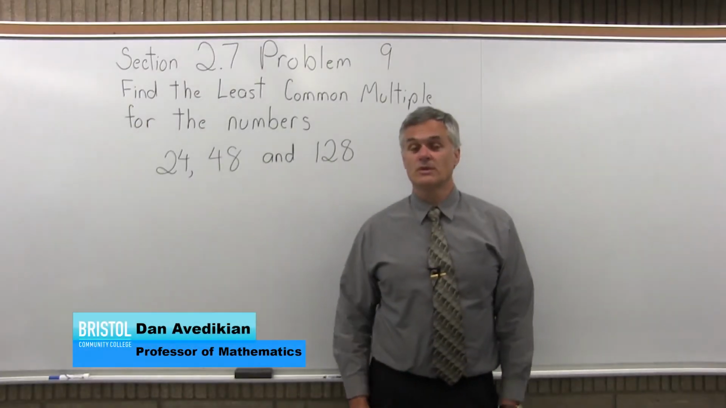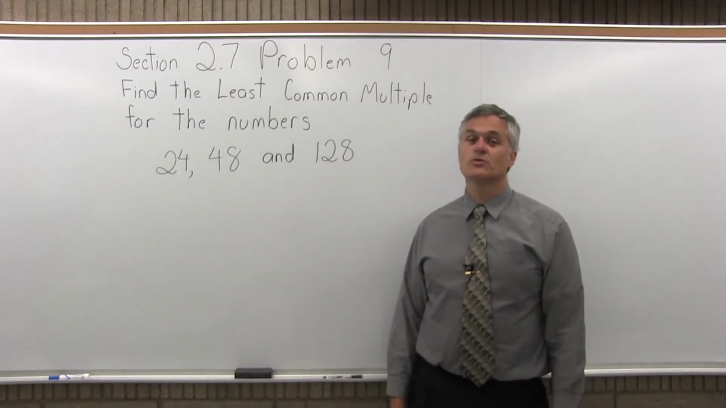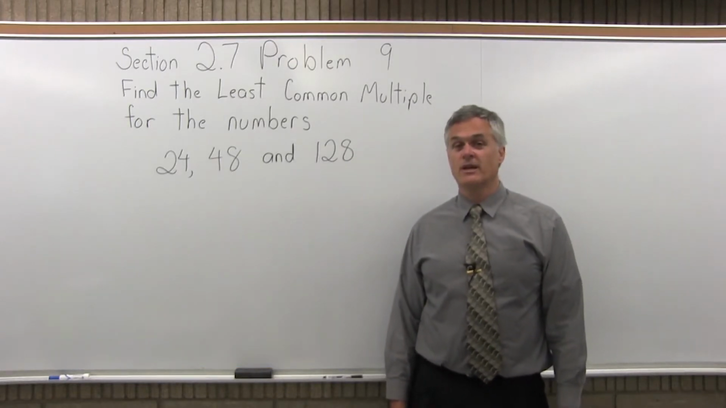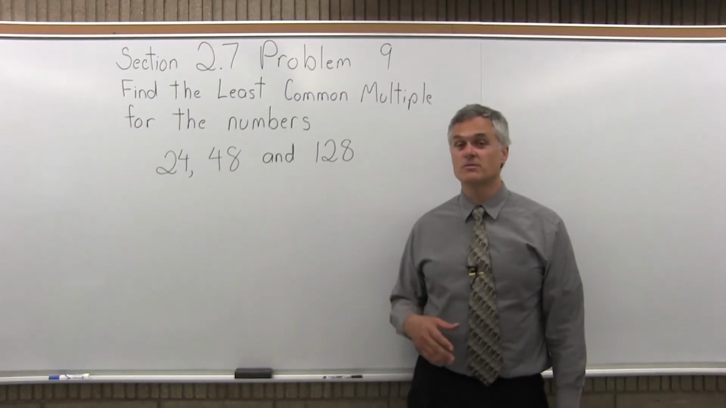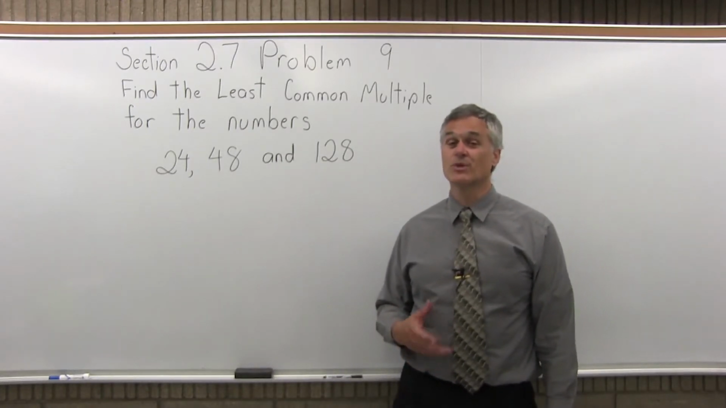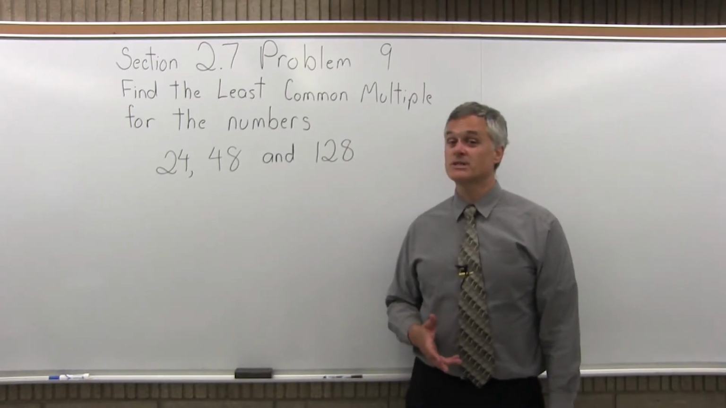This is Section 2.7, Problem number 9. It says find the least common multiple for the numbers 24, 48, and 128. So what makes this problem a little different from the previous problems in this homework section is that we have three numbers to find the least common multiple for. But it's really the same process.